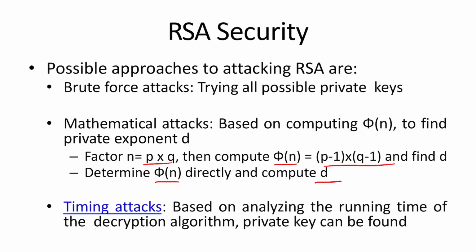There's also another category of attacks known as timing attacks, which are focused on finding the private key based on the statistical analysis of the running time of the decryption algorithm after trying it on several ciphertext values. So we have seen how to generate keys and achieve data confidentiality using RSA.